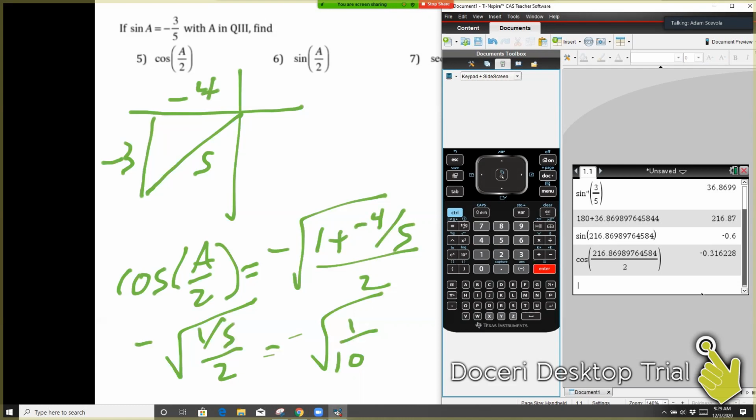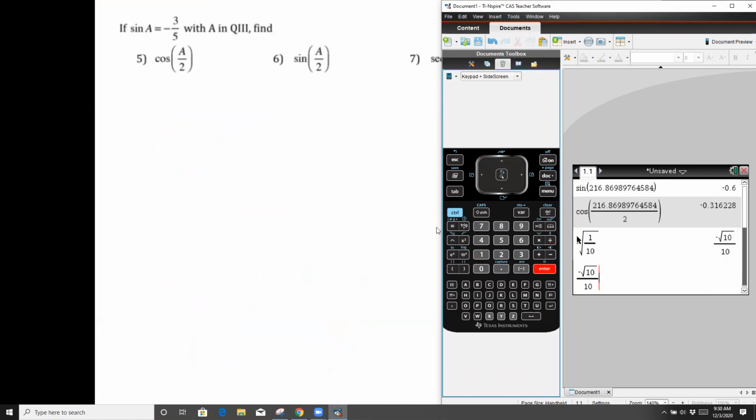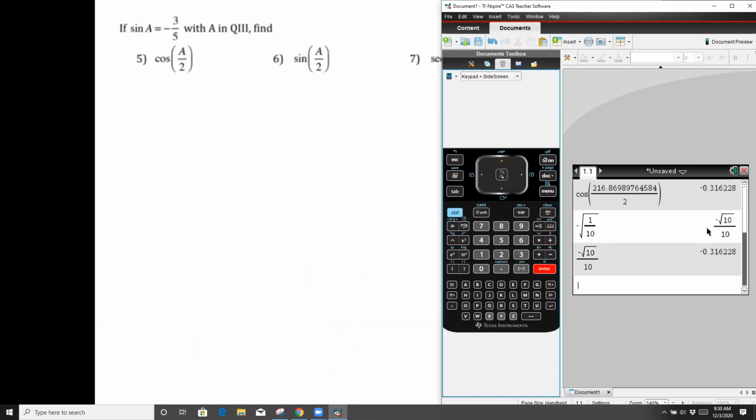All right, so if we did negative radical 1/10, right, because it's plus cosine of theta, that should come out to the same thing. So negative radical 1 over 10, that's what it simplifies to, and then we get the same answer. All right, so here's how you do it with the calculator, how to check it even when you don't have the angle, and then that's how you do it by hand.